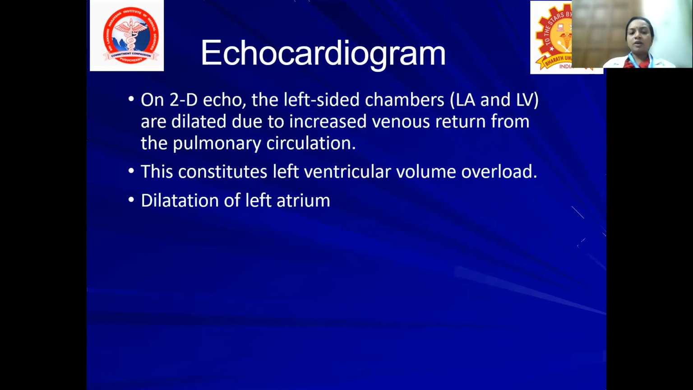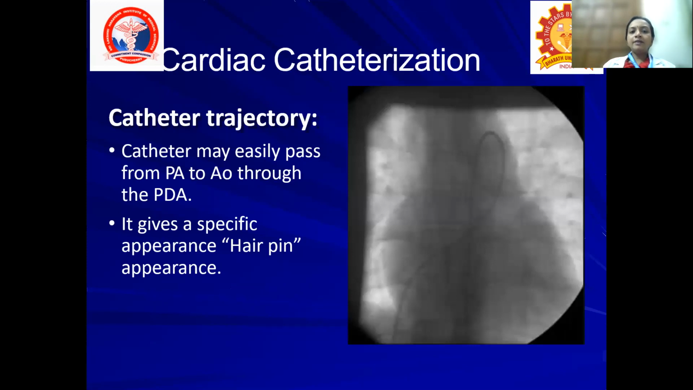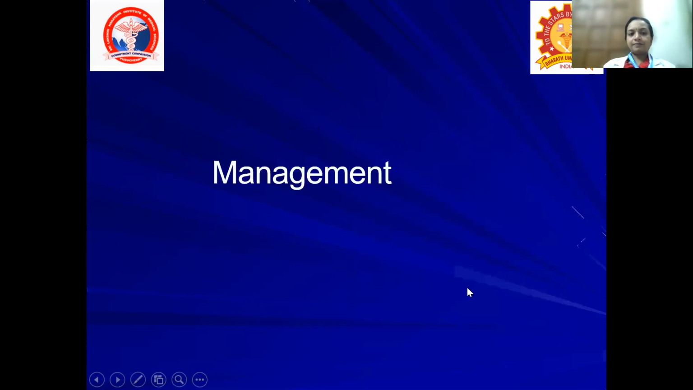In an echocardiogram, on 2D echo, the left-sided chambers, that is the left atrium and the left ventricle, are dilated due to increased venous return from the pulmonary circulation. This constitutes left ventricular volume overload and dilatation of the left atrium. On cardiac catheterization, the catheter may easily pass from the pulmonary artery to the aorta through the PDA, and this gives a hairpin loop appearance.